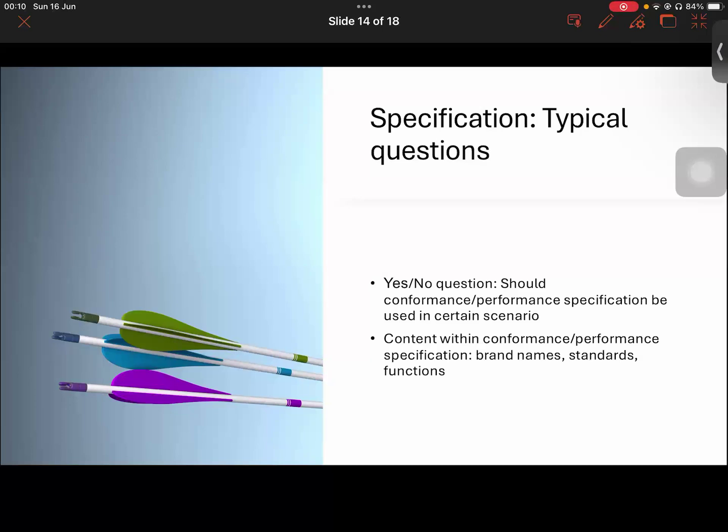And the second question would be about the content or potential advantages and disadvantages of conformance and performance specification. Here, I believe that all students understand what a specification is, what the types are, and what the implications of these types could be.